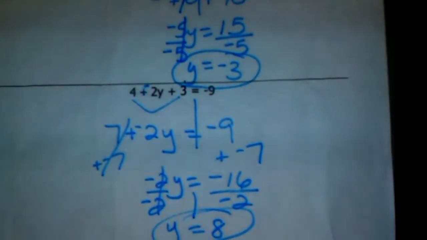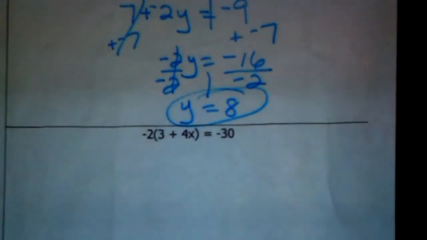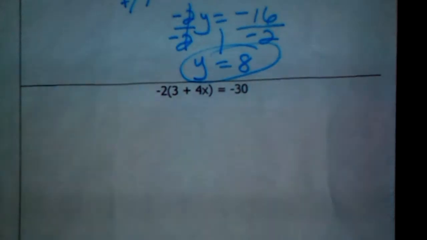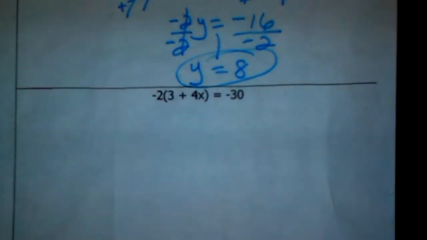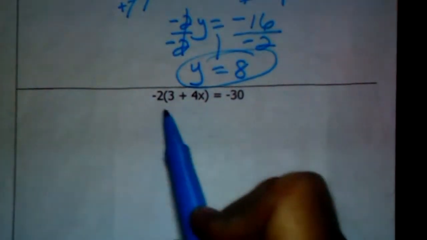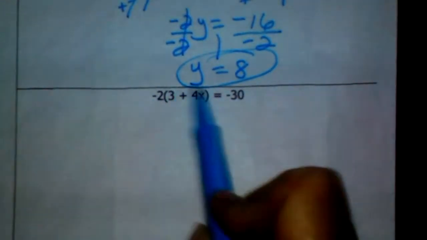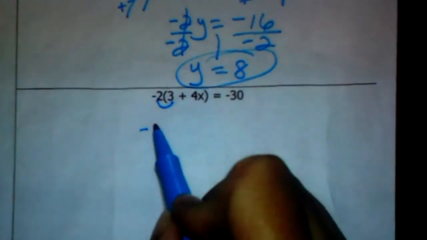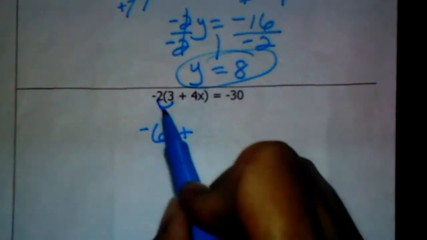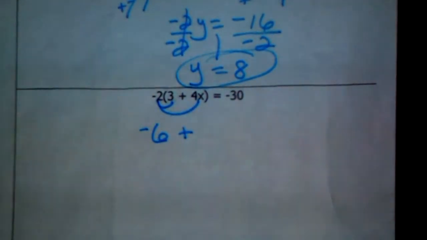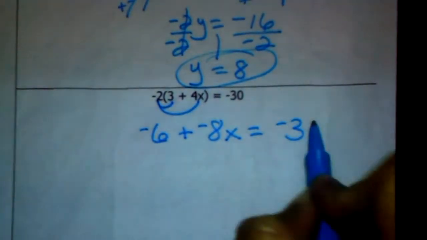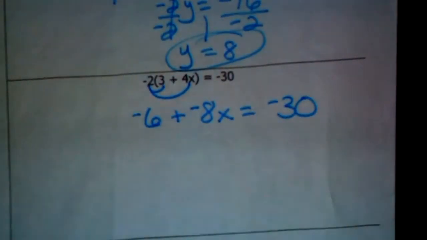Alright. These parentheses. What do I do? Remember, your equation is not simplified when it has parentheses in it, so we need to get rid of them. Remember, using the distributive property, we're going to take a -2 and multiply it by everything inside the parentheses. So I'm going to take a -2 times 3, which gives me a -6. A -2 times a positive 4x, well, -2 times 4 is -8. Don't forget the x, equals -30. That wasn't so bad.